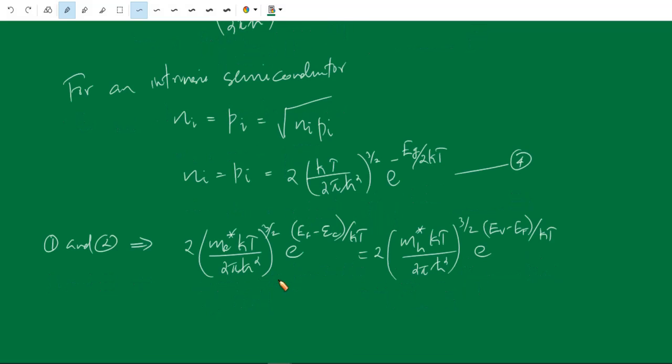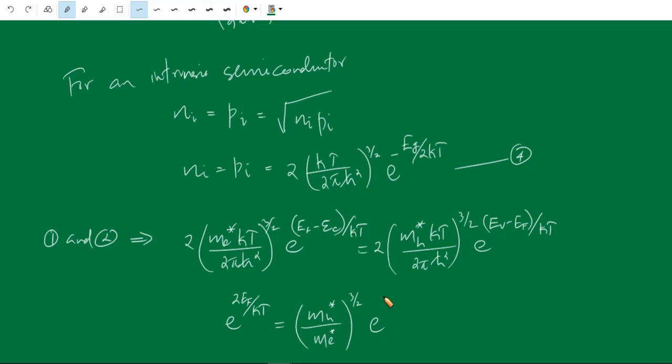On simplifying this, e raised to EF divided by kT and minus EF by kT comes to this side. So we can write e raised to 2EF divided by kT is equal to (mh star divided by me star) whole raised to 3 divided by 2, e raised to Ev plus Ec.